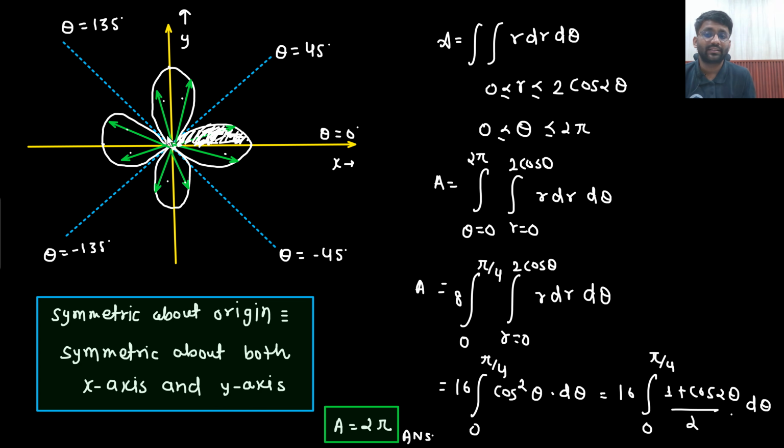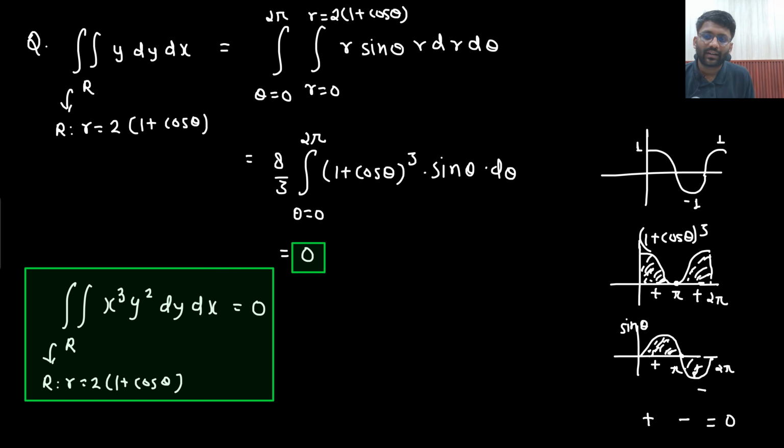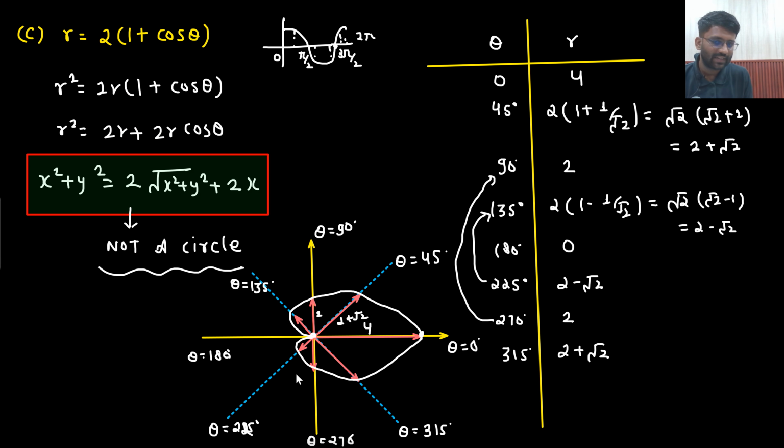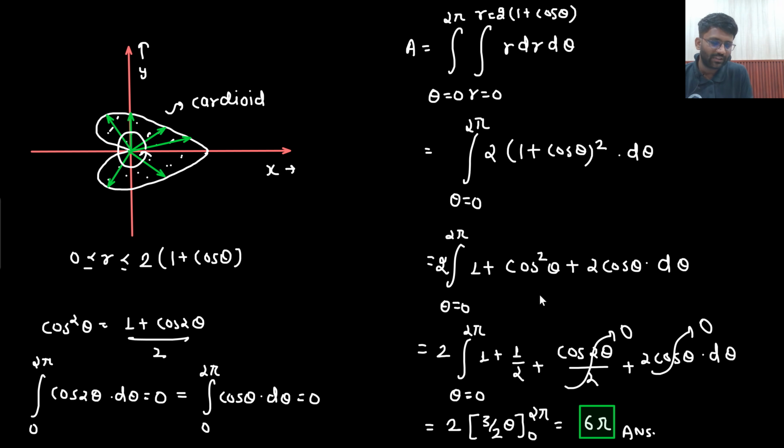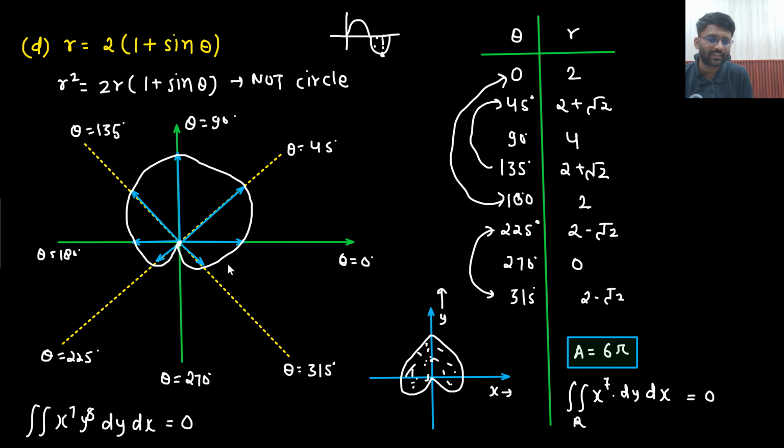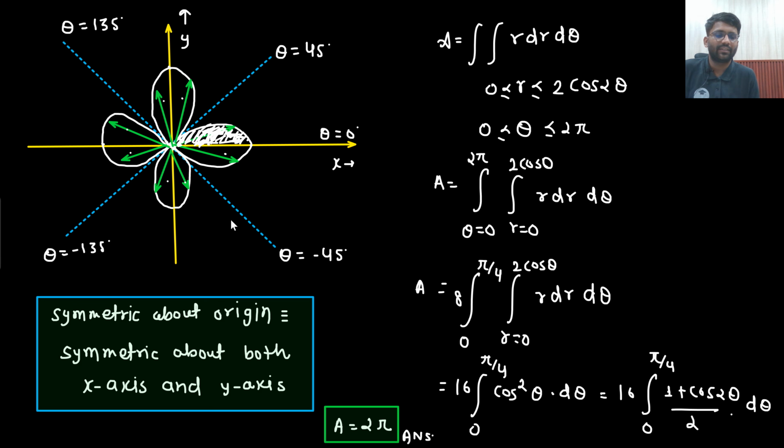Why is that so? Because it is symmetric about the origin. That means it is symmetric about the y axis as well, and symmetric about the x axis as well. So it will fulfill the condition of the x axis as well as the condition of the y axis. It will fulfill the condition for this kind of graph as well, because it is symmetric about both the x axis and the y axis.